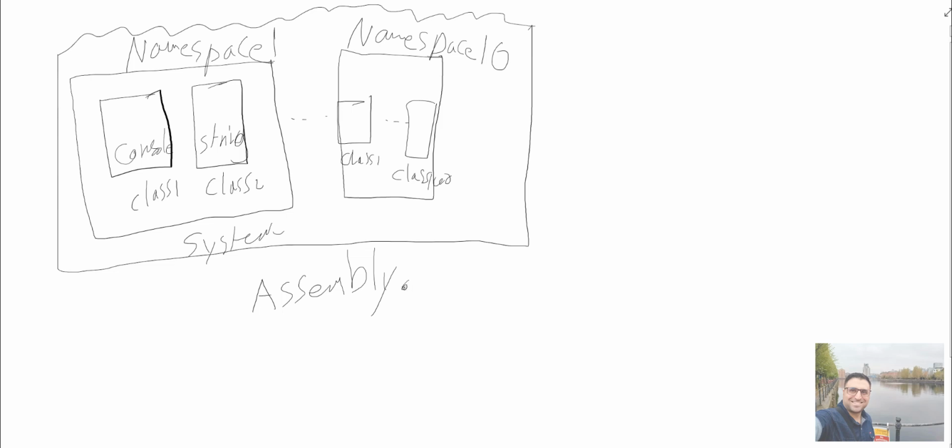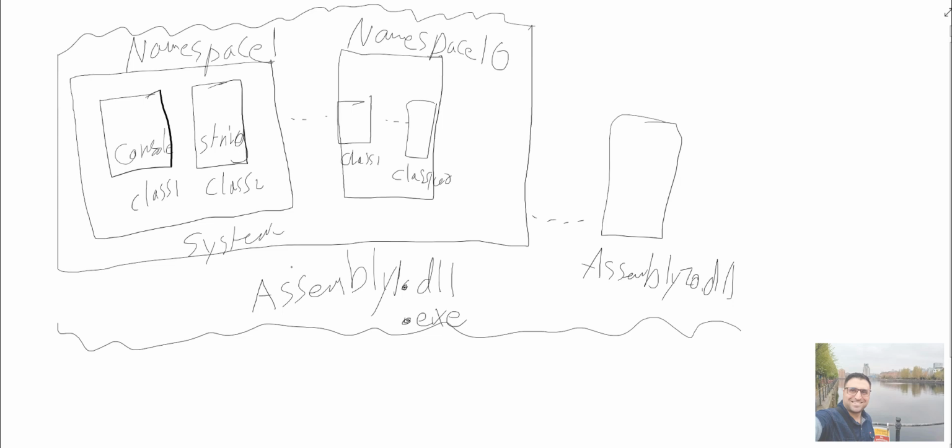It's usually .dll, which is dynamic link library, or .exe, which is an executable file. So let's assume that this is assembly 1, and presumably I have 20 assemblies. So assembly 20 .dll, okay? And all the assemblies have the same structure. So the combination of all assemblies I call the application. Assume that this application is called my application.